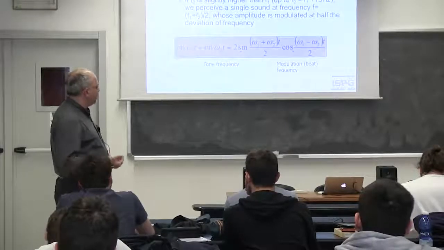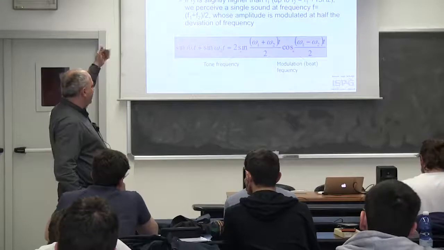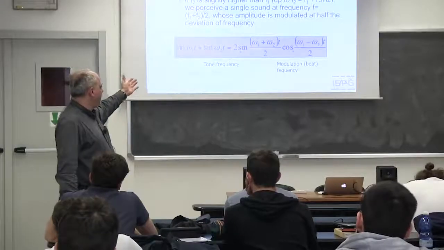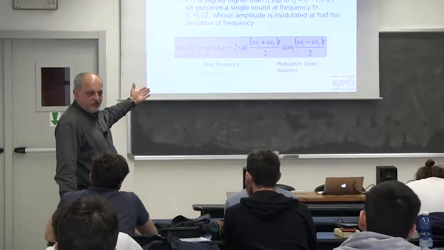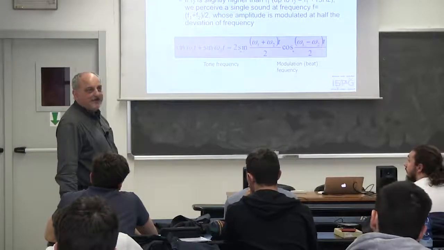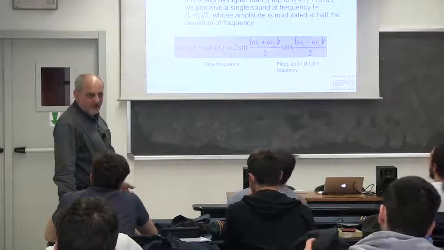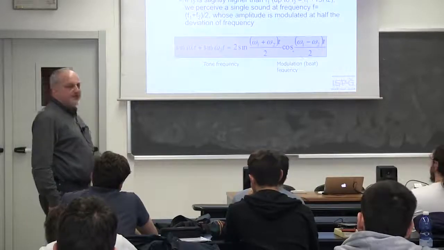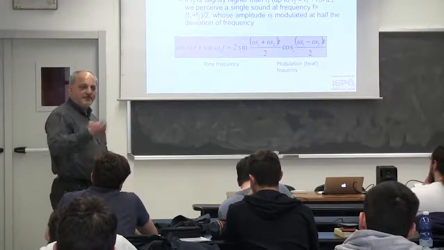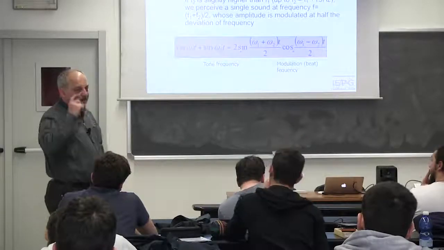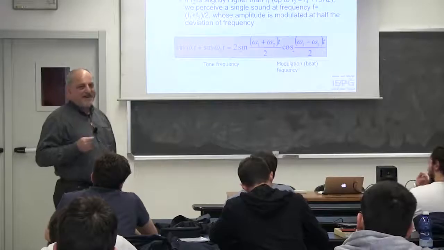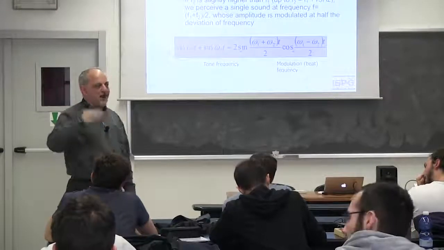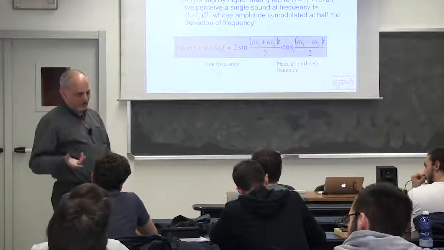But there is a term that oscillates very slowly. Say 100 hertz for the first frequency and 110 hertz for the second. The oscillation will be at 105, which is the average of the two. But the modulation will be at 10 divided by 2 hertz, so at 5 hertz. So I will hear something that goes up and down in volume at half the difference of the two frequencies. Actually, I will hear it not at 5 but at 10 hertz, because I'm sensitive to the power of that signal. So it will go up and down at twice that frequency, which is 10 hertz.